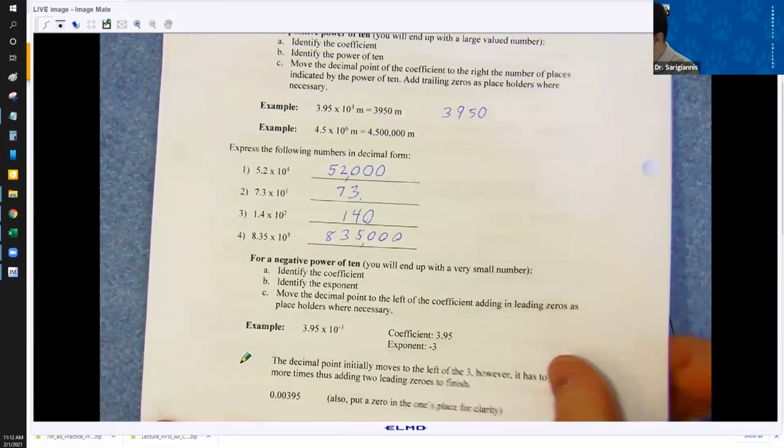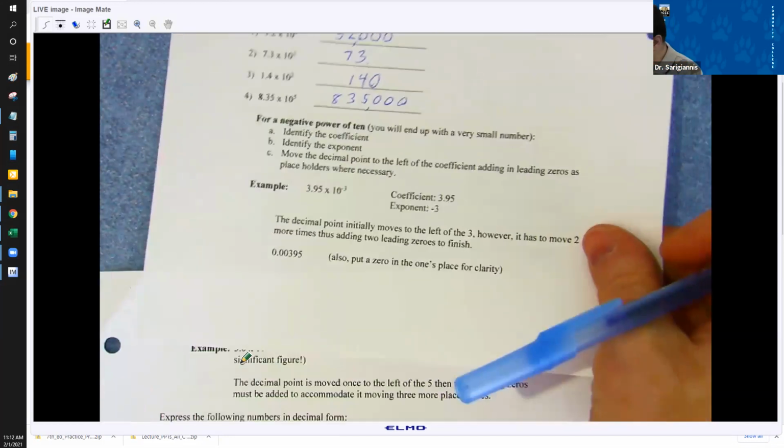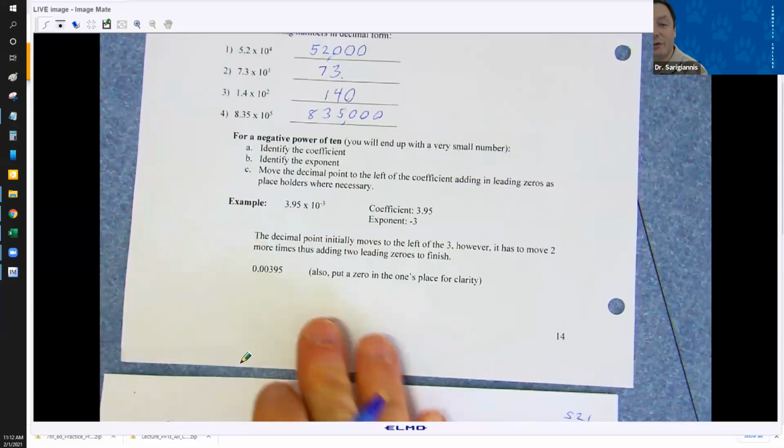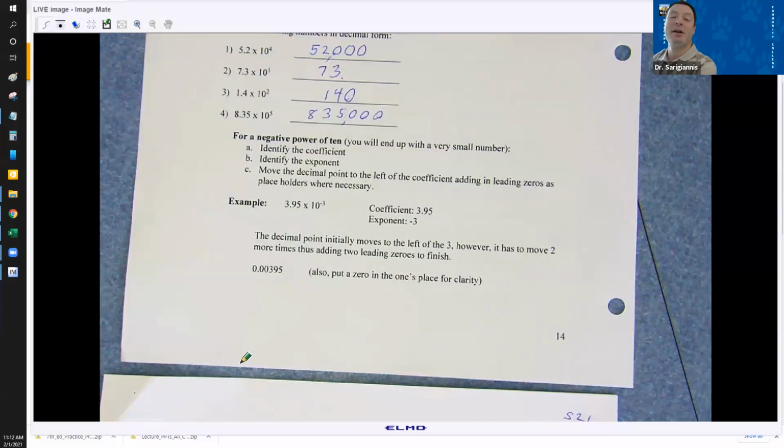All right, let's see. We have examples here. Well, let's do that. Negative powers of 10. So this is going the other direction, right? A negative power of 10, remember, you're multiplying by 0.1, or you're dividing by 10. It's the same thing. Identify the coefficient, identify the exponent, and then now you're moving the decimal point to the left with a negative.